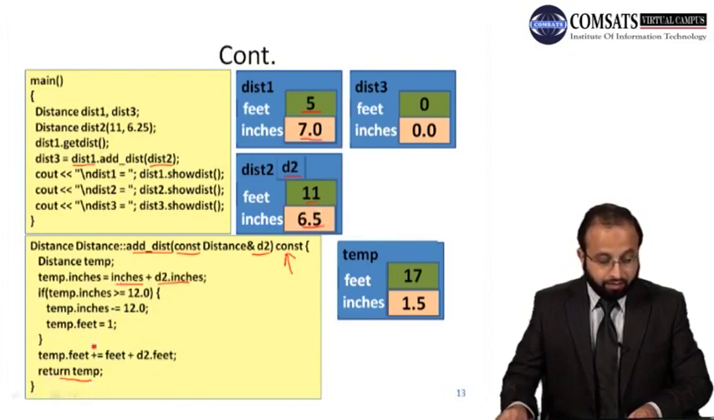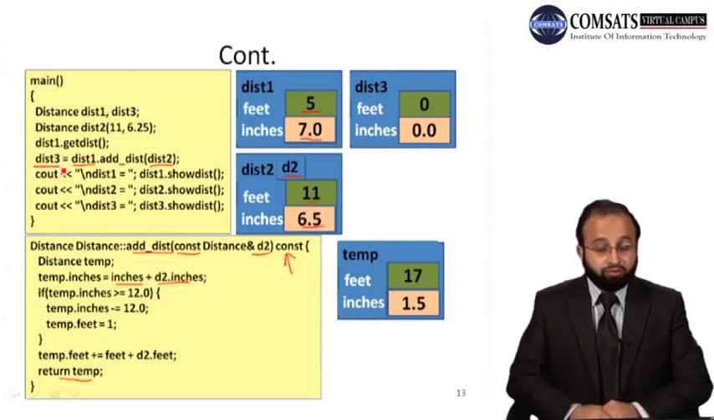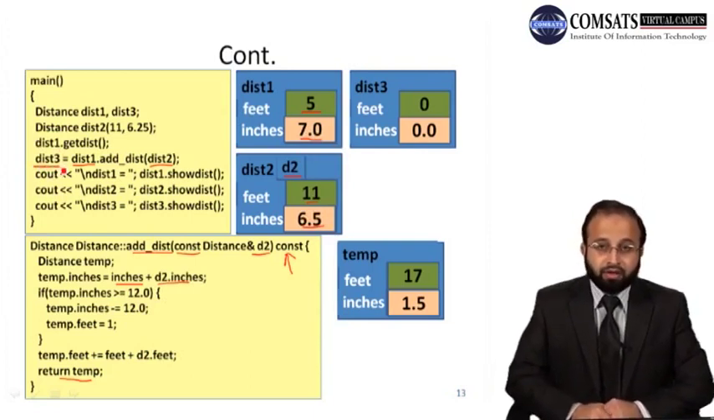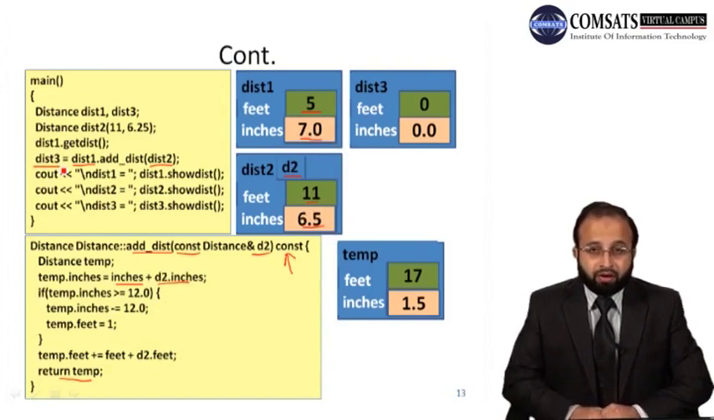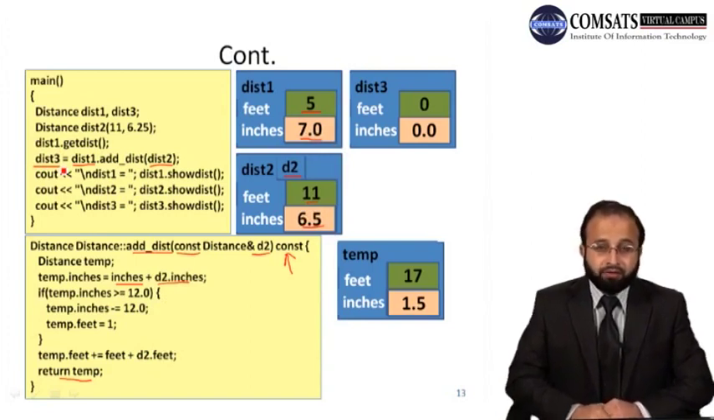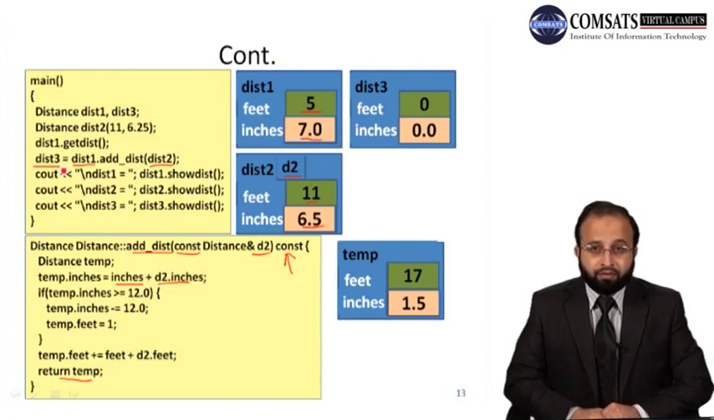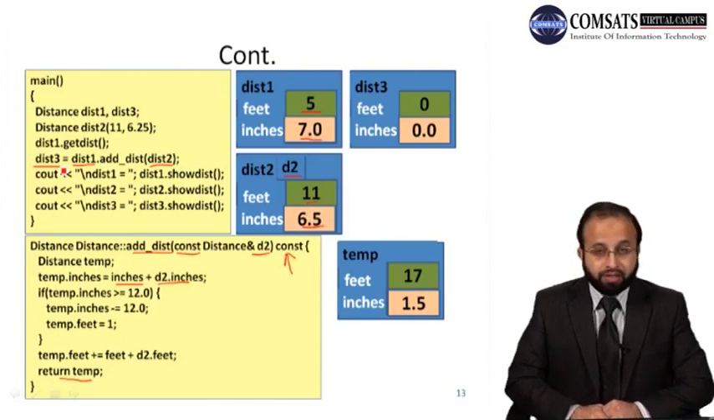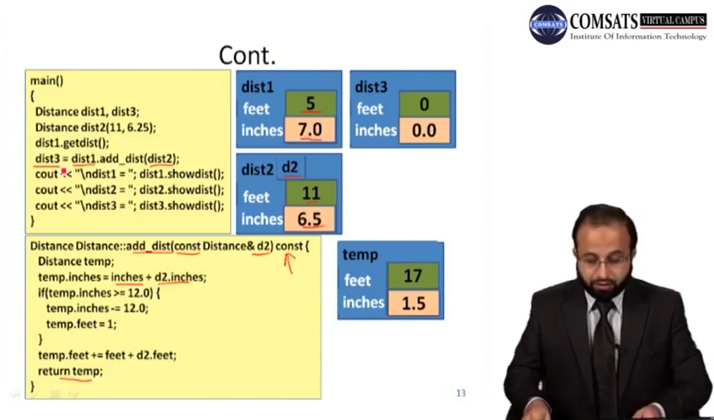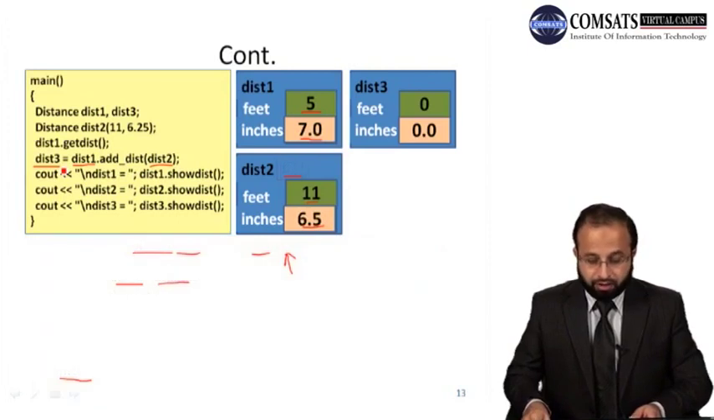This means that we have a statement now here, and it is like dest3 is equal to temp. So the value of the private data member of the temp object is assigned to the private data member of dest3, because both are of the same type, right? So these values will be assigned this way, the function execution will finish, and these values 17 and 1.5 will be assigned like this, okay.